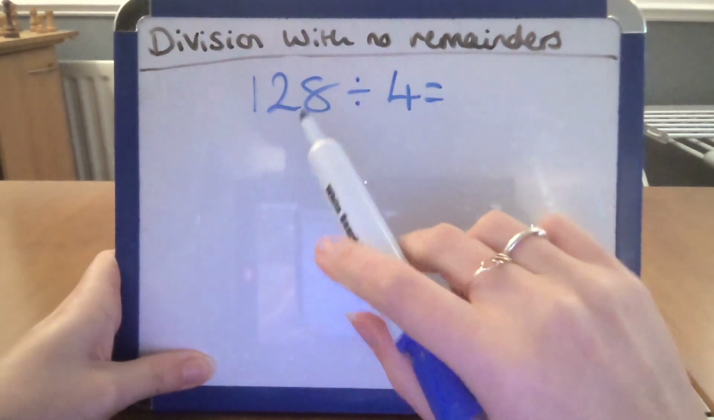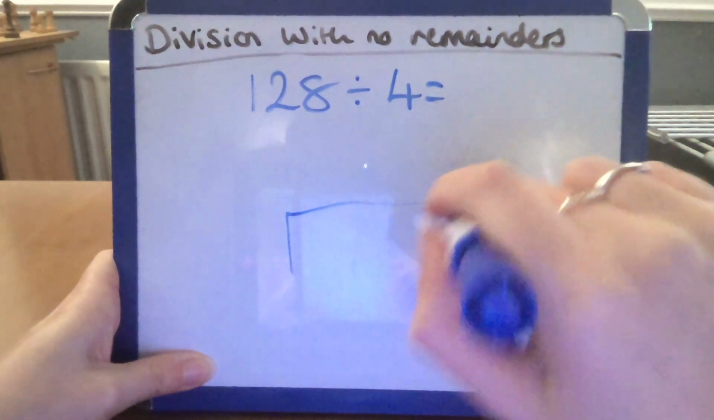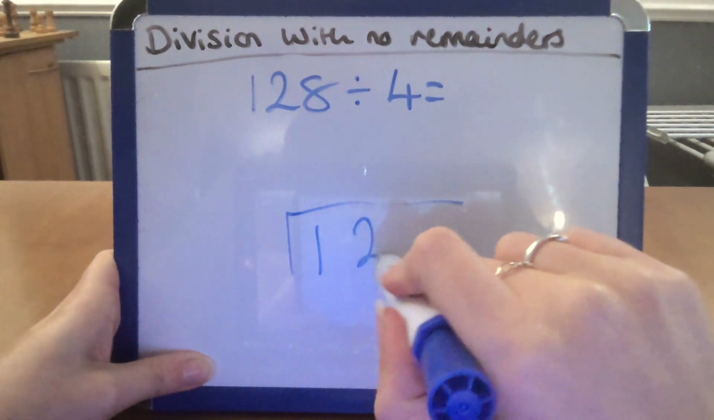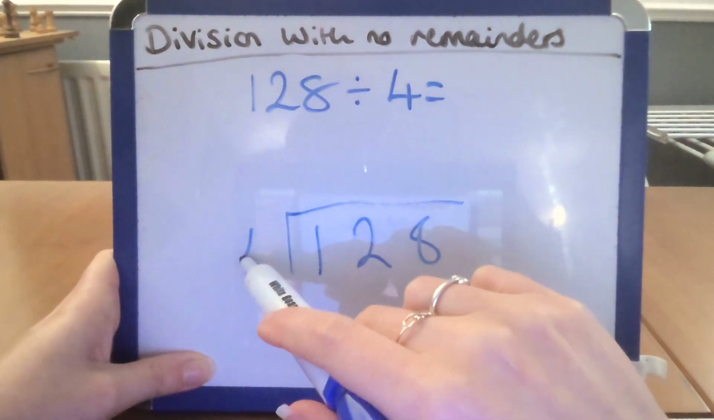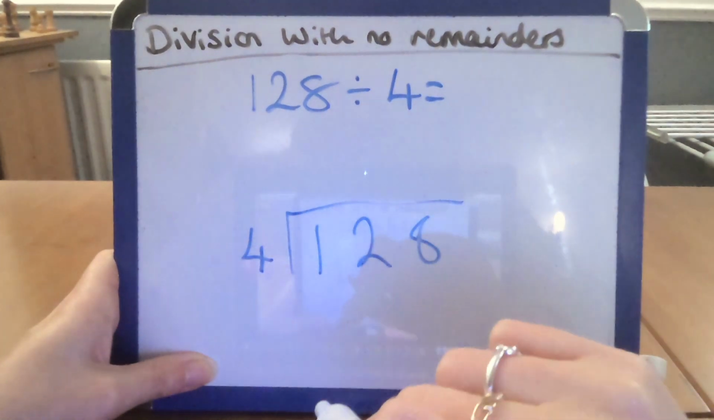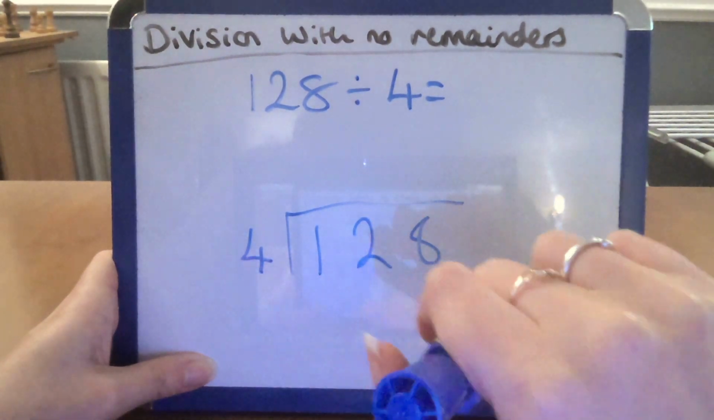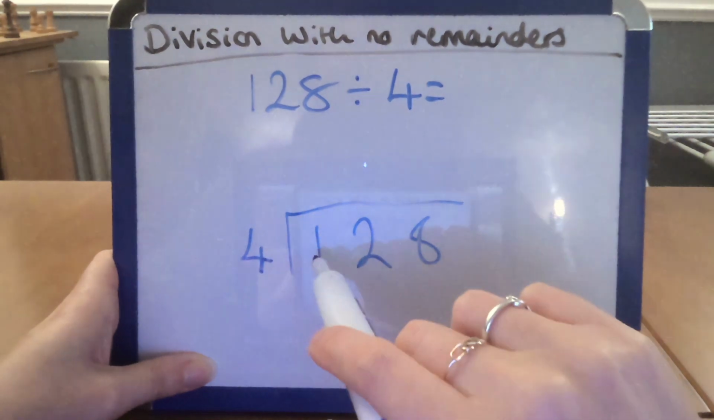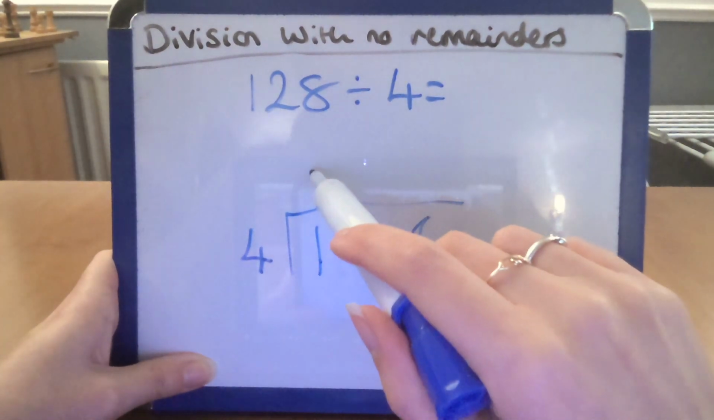Okay, our next question is 128 divided by 4. So I draw my bus stop. I put the first number inside the bus stop because it got there first, and the second number has to wait outside. We then work left to right. So how many 4s go into 1? 0.